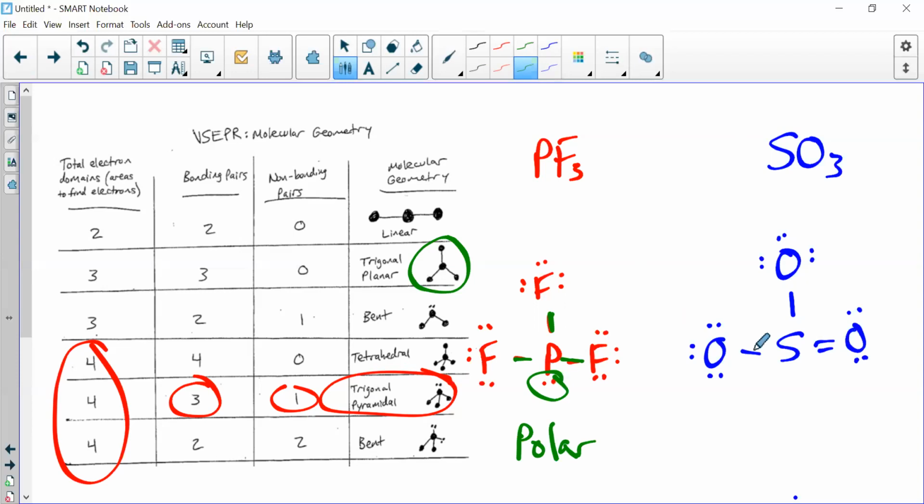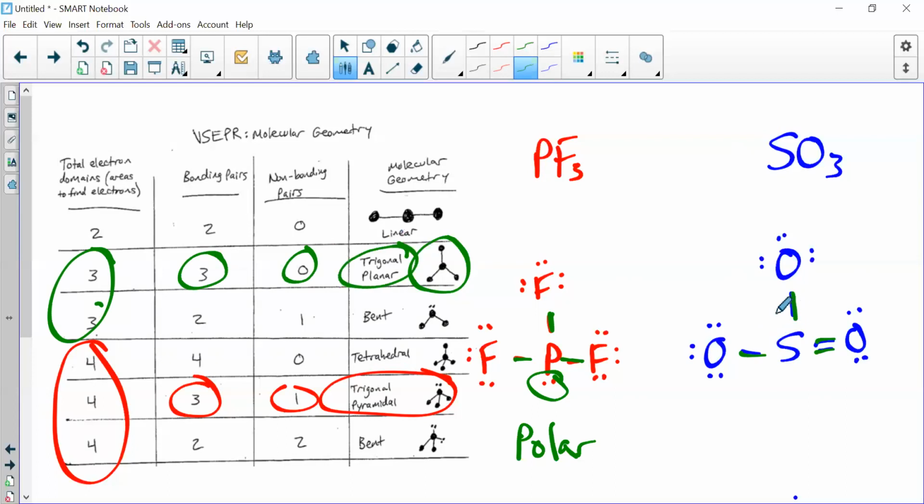SO3. How many electron domains? 1, 2, 3, 4. 4 electron domains. I've been doing this way too many times and my head's starting to go crazy. That is not 4, that is 3. The double bond counts as 1. 3 electron domains, which means we are one of these 2. How many of them are bonding? All 3 of them. How many lone pairs? 0. This one is a trigonal planar shape.